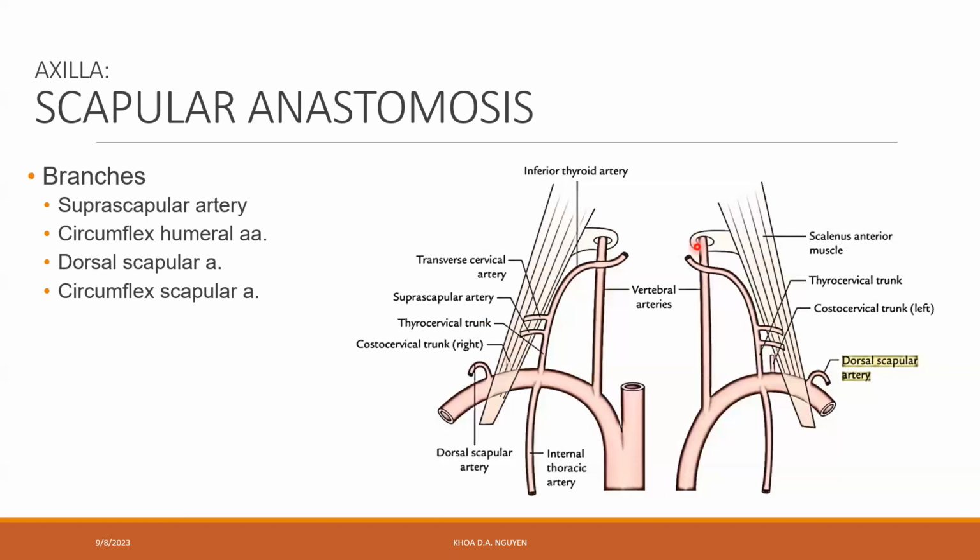Okay, so a little bit of a tidbit: the dorsal scapular artery and the suprascapular artery, right here and right here, are branches of the subclavian artery. Remember, the subclavian artery is the artery before it becomes the axillary artery as it passes through the axillary fossa. So that's quite important.